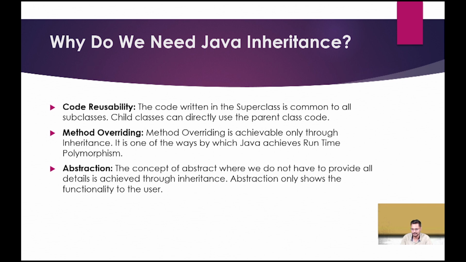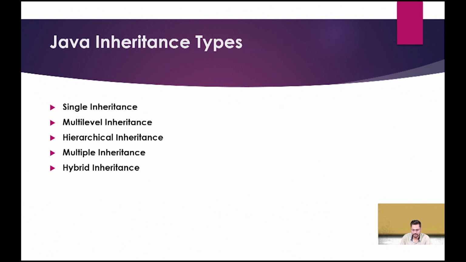And second, if we want to override our method, meaning functions. And the third case is abstraction. It means to abstract, where we do not need to provide all classes in detail, right? So basically there are 5 types of Java inheritance. Number 1 is single inheritance, number 2 is multi-level inheritance, number 3 is hierarchical inheritance, number 4 is multiple inheritance, and number 5 is hybrid inheritance, right?